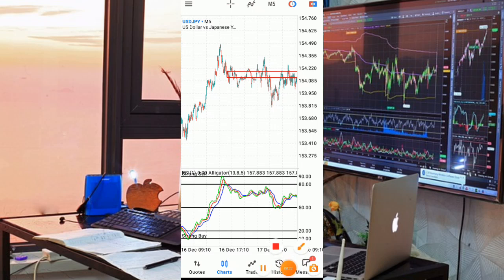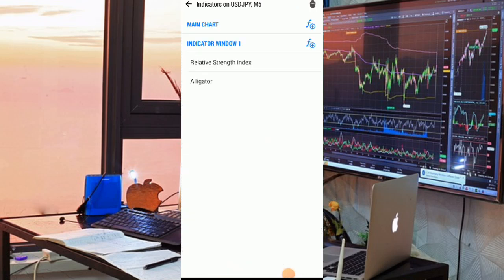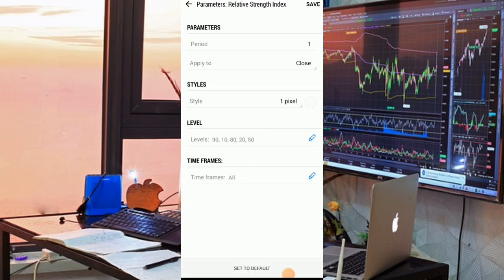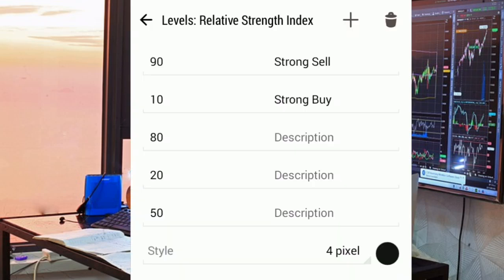So we're just going to come up here, right on this indicator window. When you get there, the first thing you're going to do is come up here on the main chart. On the main chart, what we are looking for is the relative strength index. On the relative strength index, I want us to enter period 1, apply to close, and for the style you can leave it white like that. And for the levels, I would love us to go for 90, 10, 80, 20, 50, and let's make it 4 pixel and black.